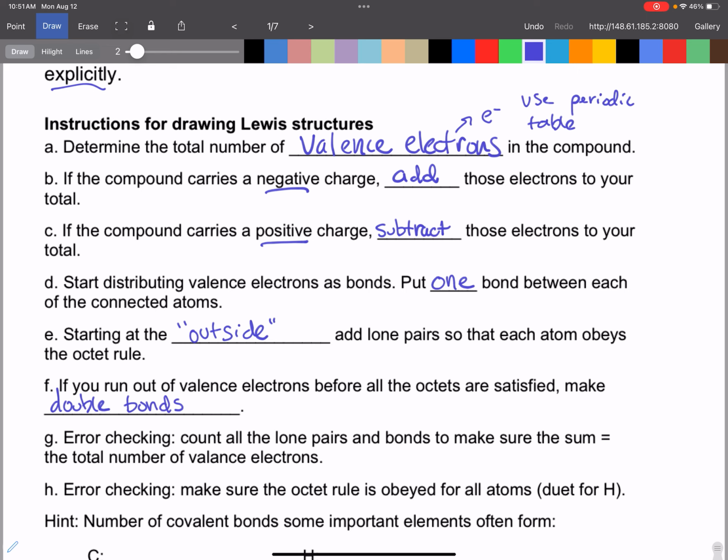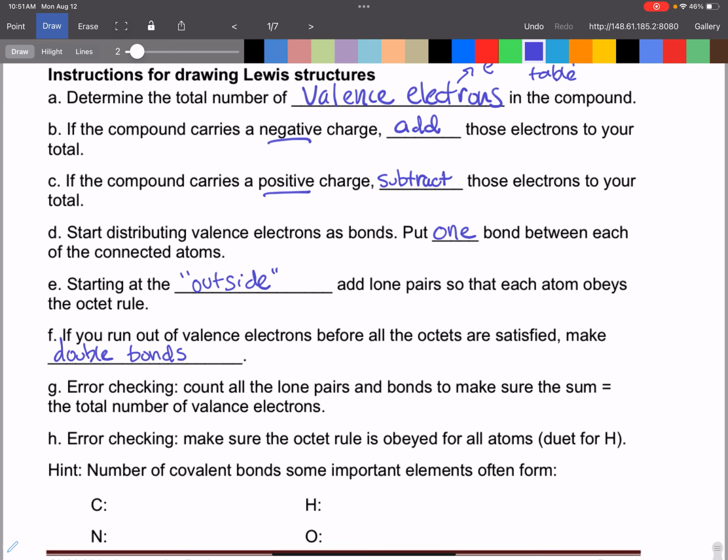Okay. So then there are a few error checking things we should do. Make sure that your total number of electrons, the sum, equals this total number of electrons. So count those lone pairs, count the bonds, make sure that that goes back to your previous number that you've calculated. Also make sure that the octet rule is obeyed, and that means that each atom is surrounded by 8 total electrons, or 2 electrons for the case of hydrogen here.